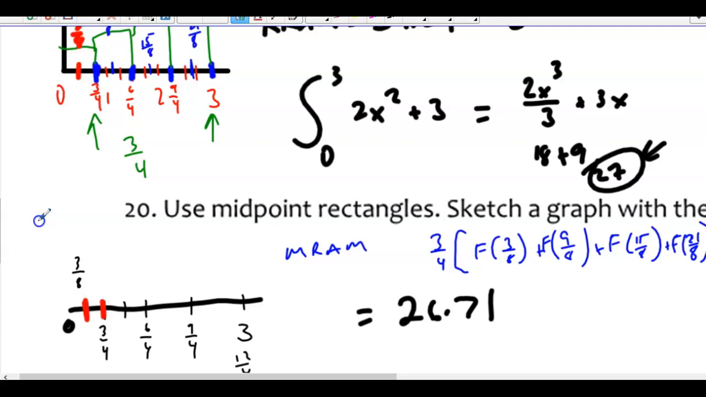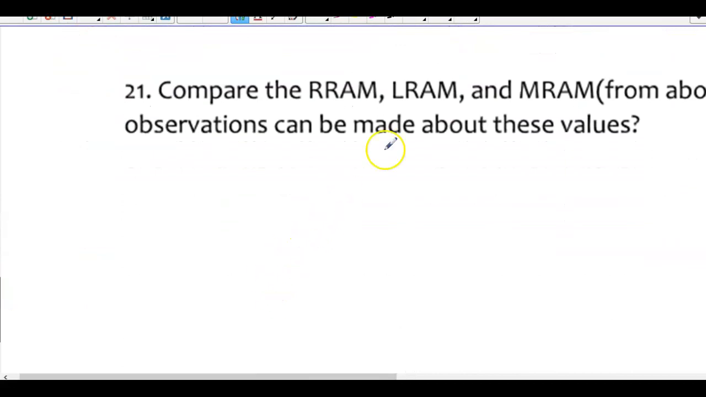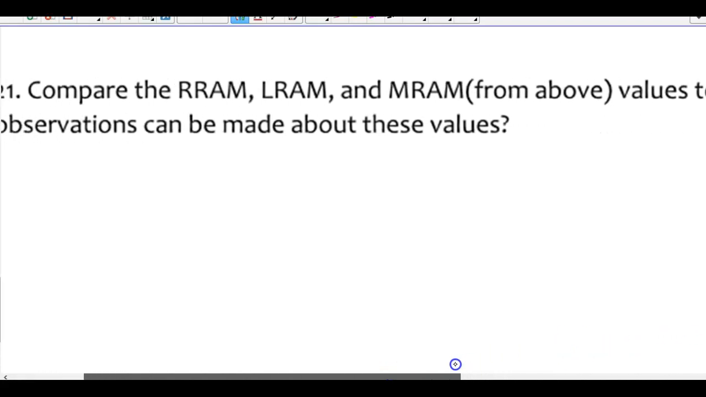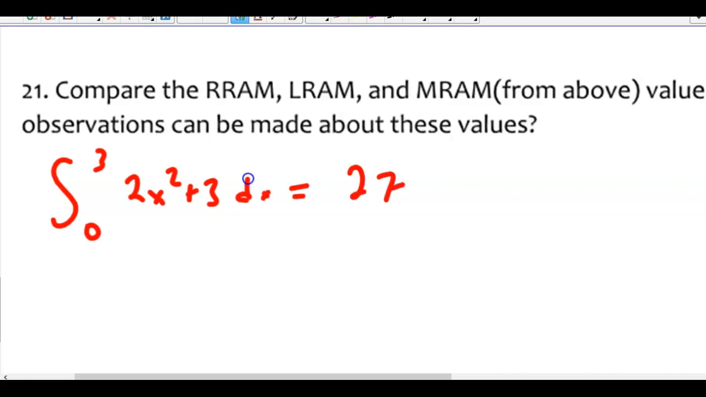So now it says 26.71. This is the middle Riemann sum. Now it says compare the left, right, and middle Riemann sums from above to the actual value. What observations can be made about these values? Remember, we did the actual one, the integral from 0 to 3 of 2x squared plus 3 dx, and we got 27.